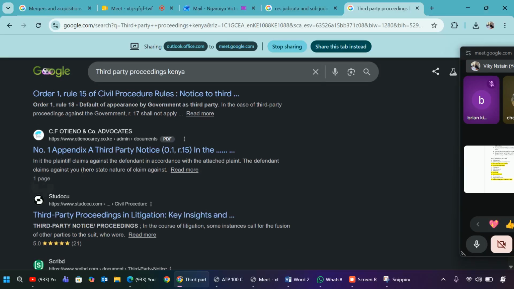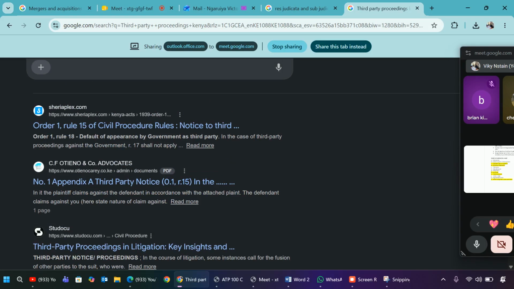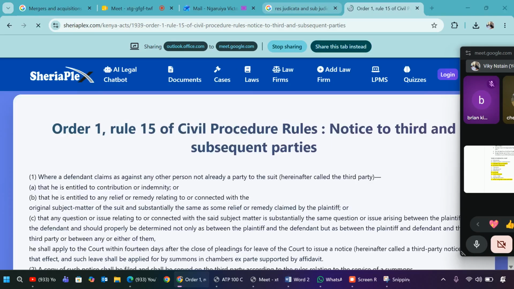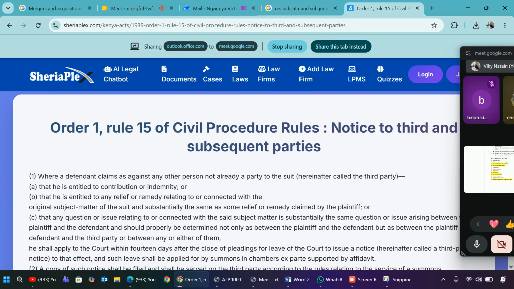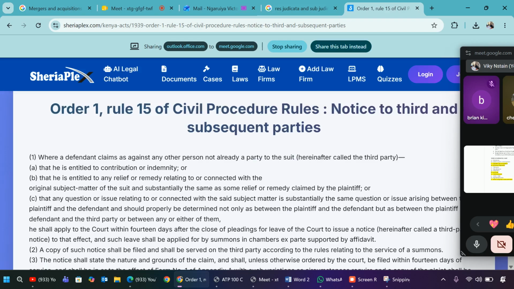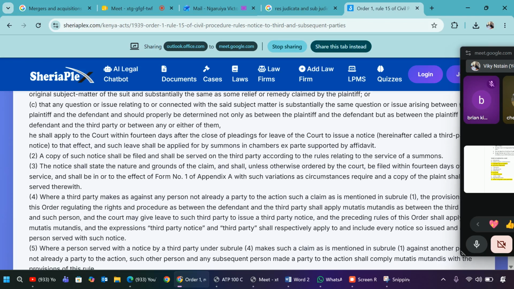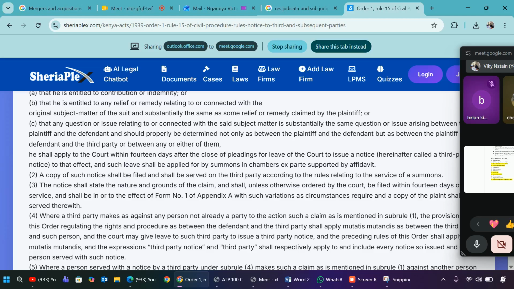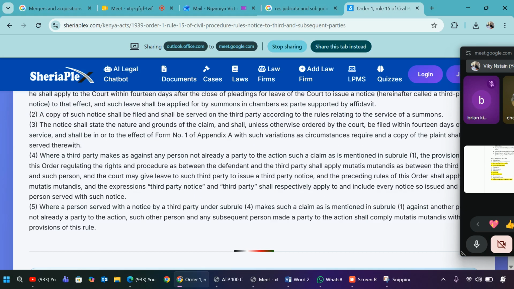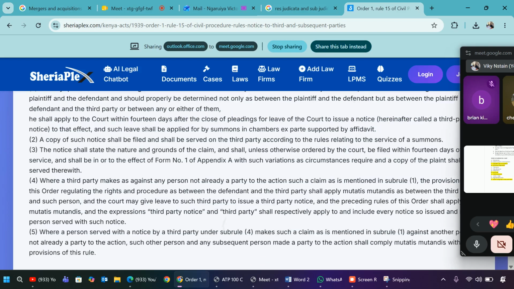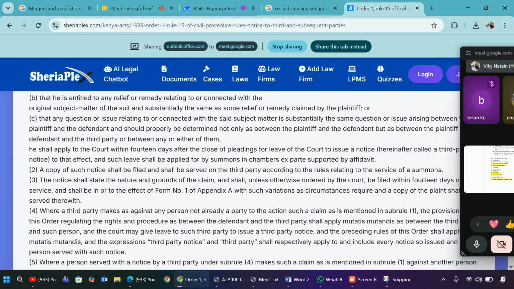Okay, so that is it. It is a straightforward scenario. But what happens where the defendant or where the third party is the government? Have I analyzed this part clearly?